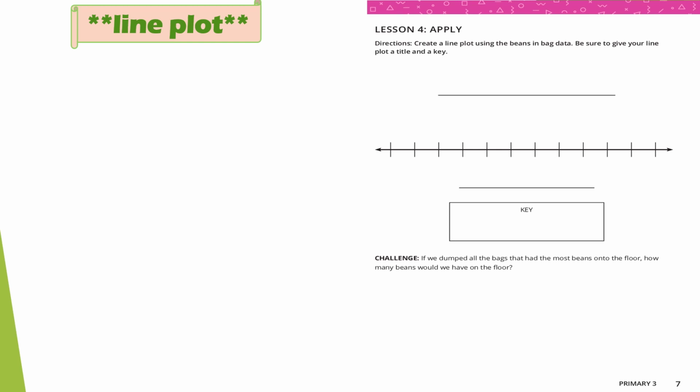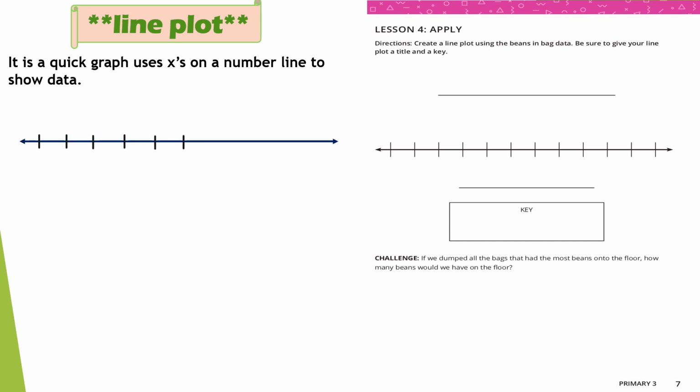Let's move to our line plot. It's the third strategy using a graph. It's a quick graph that uses X's on a number line. From its name, line plot, we use a number line to show data. Here is our number line, and on these dashes we will write our numbers.